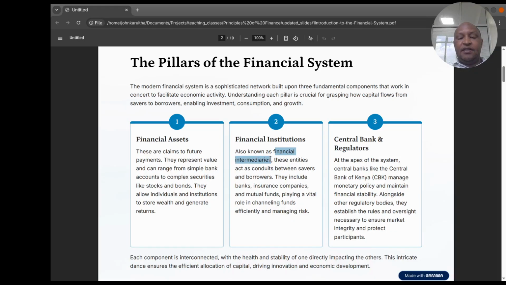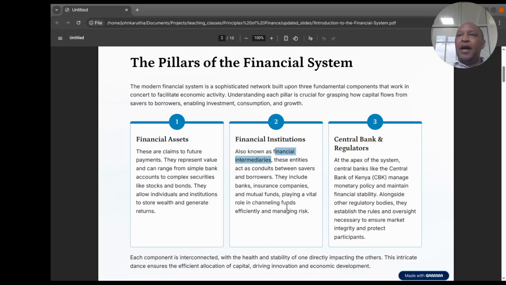So the first component of financial institutions is financial intermediaries. The other component is what we call financial markets. Financial markets is the whole of any physical or virtual location where financial assets are traded. We said financial assets include things like money, shares, and bonds. Where are they traded? You can go to the Nairobi Securities Exchange, buy shares. That is a financial market.